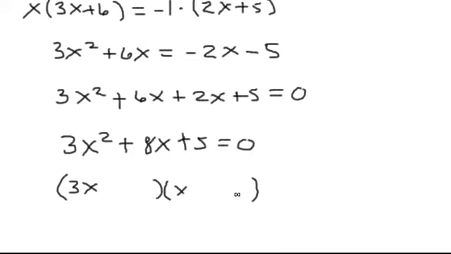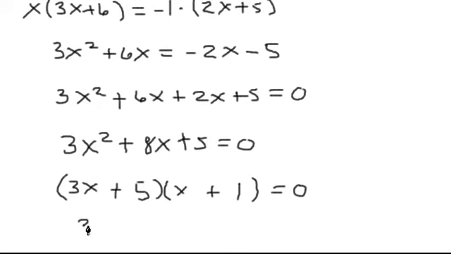So for 5, it's either going to be a 1 or a 5, or a 5 or a 1. We want to get a positive 8 here. So if I were to put a 5 here, 3 times 5 would be 15, and 16. No, that's not going to work. So we're going to put a 1 here and a 5 here. And of course, we're going to put a plus and a plus. Right? 3x times 1 is 3x, and then 5x, and 3 and 5 is 8, and 5 times 1 is 5.